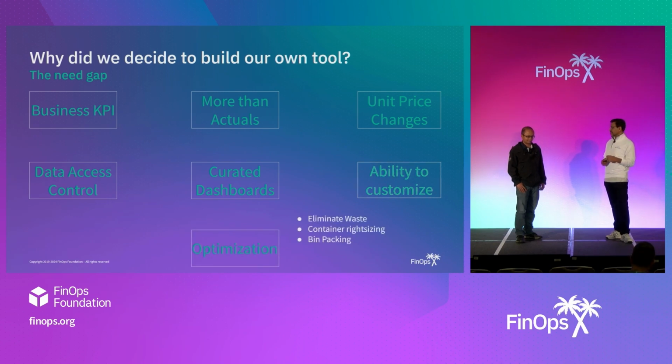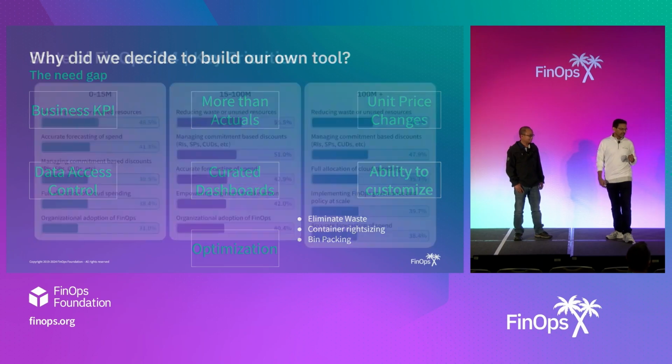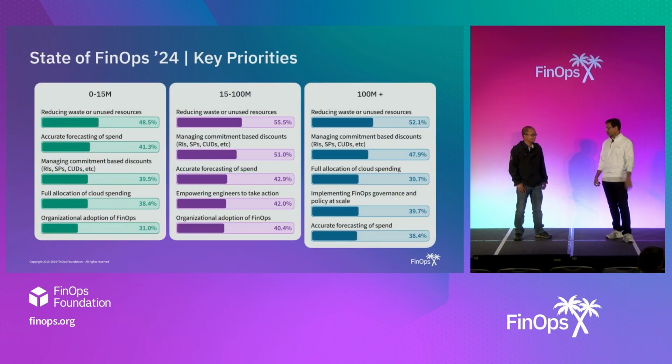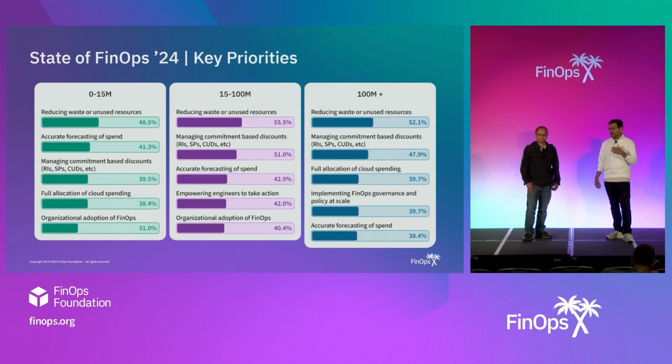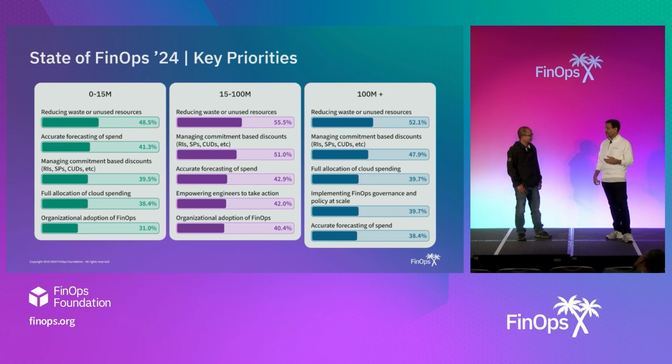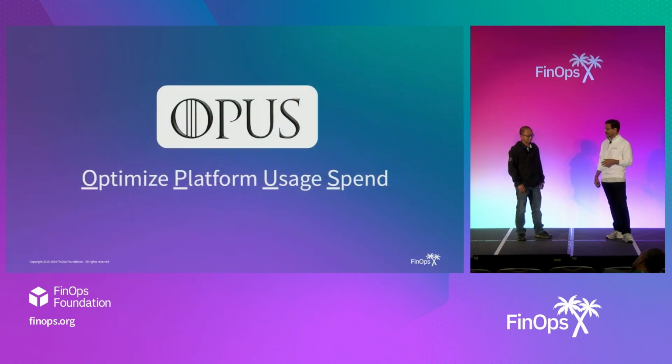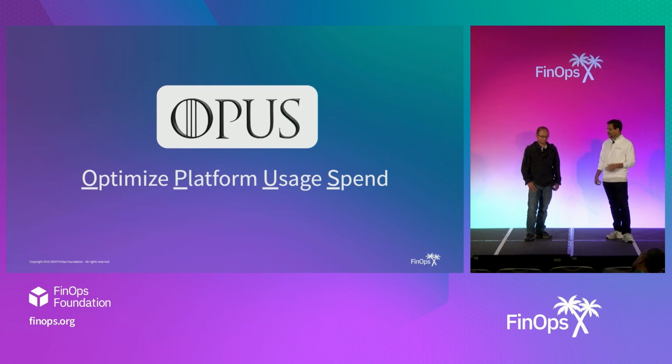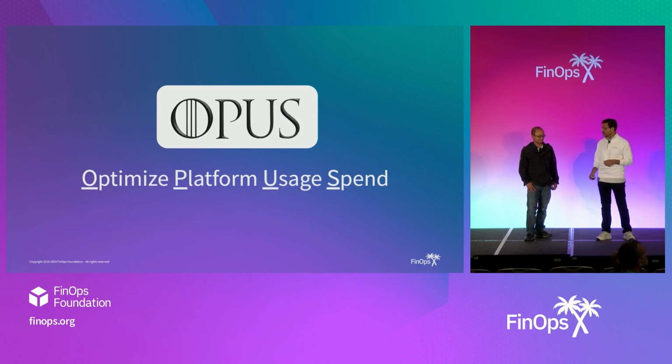The engineers are interested in what actions can I take to reduce cost or optimize and add value to the company. And this theme, as you know, through the foundation survey, is common across not only Workday, but the entire community. How do we reduce waste? How do we get forecast accuracy? We believe we did the tooling to help us get there by creating our own tool called Optimize, Platform, Usage, and Spend. So without further ado, we just want to show you some dashboards, images.